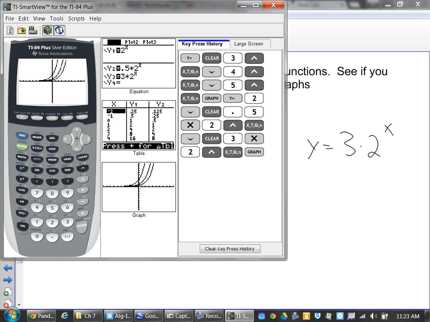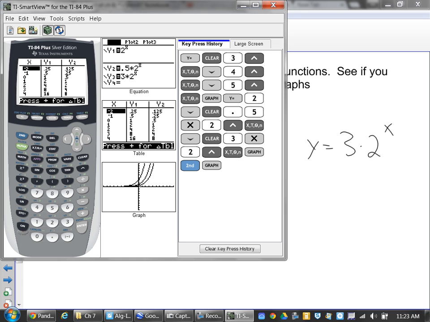Now, if you guys go to your table, you might see something that's happening. Take a look at your table. When x is equal to 0, that's when it's going through the y-axis, correct? So that means it's going to give you your y-intercept.